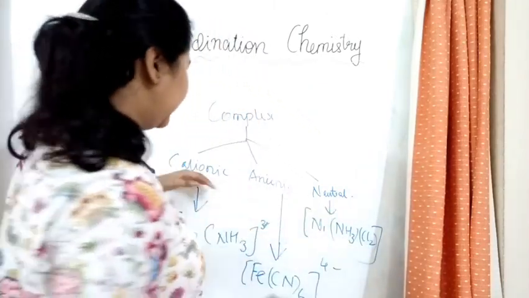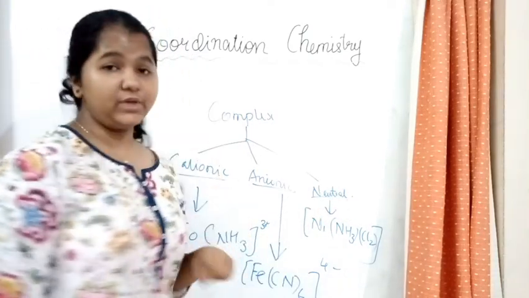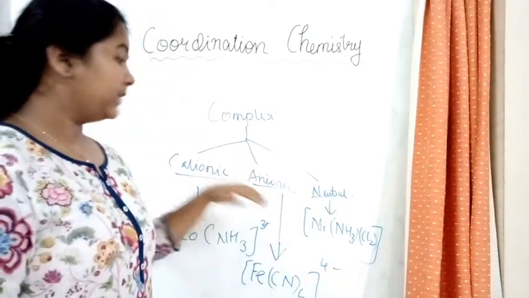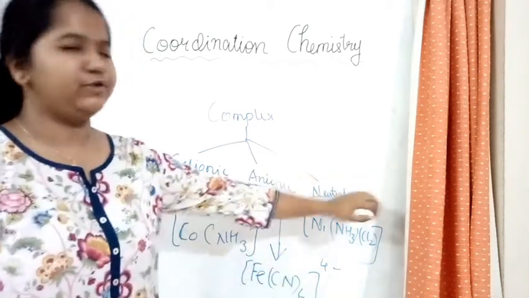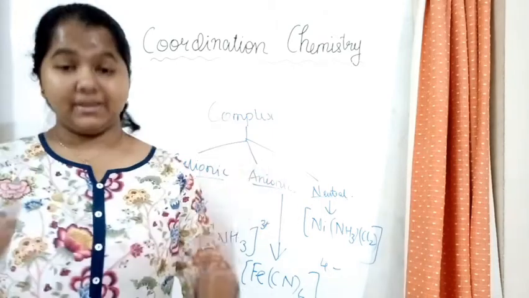Okay, so this is the example for cationic, anionic and neutral. So for cationic, what is that? The charge is positive, and for anionic the charge is negative, and for neutral there is no charge. It's a balanced one. So that is the talk about the important terms.